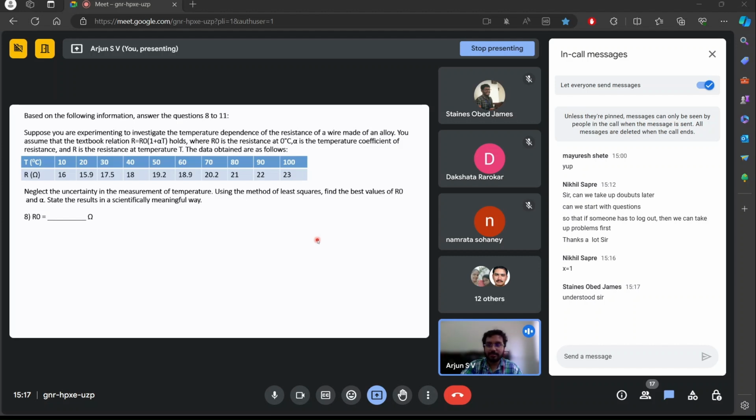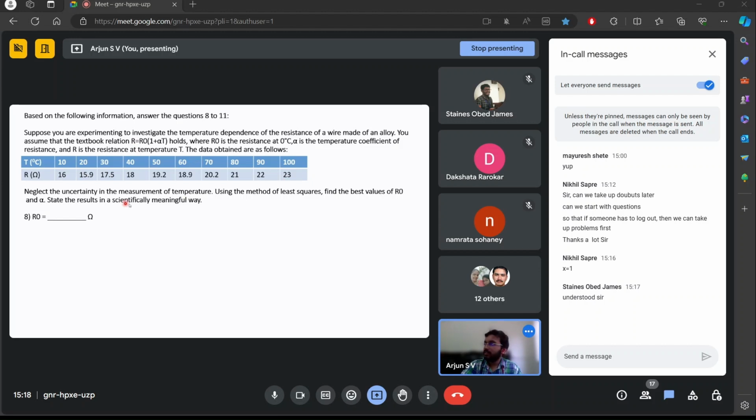with temperature and resistance dependence, and we have the relation R is equal to R naught into 1 plus alpha t, where R naught is the initial resistance at 0 degrees Celsius, alpha is the temperature coefficient, and T is the temperature, R is the resistance at temperature T. For every temperature T value, they are varying the temperature from 10 to 100 degrees C, and recording the R value. So R varies from 16 to 23 depending on the temperature.